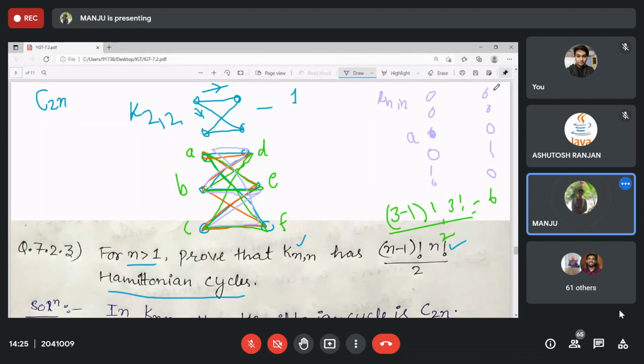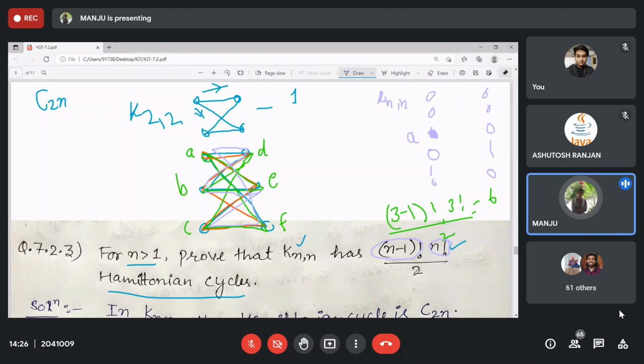If you fix one vertex over here, corresponding to this one, there are n factorial ways. And the remaining n minus 1 factorial ways for these n minus 1 vertices. Right? So we want to visit all of these vertices and these vertices. So it will be n factorial into n minus 1 factorial.